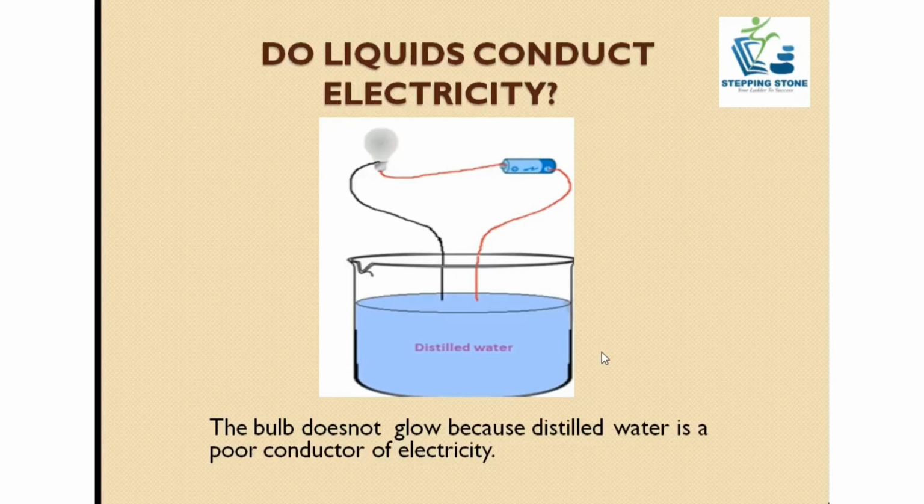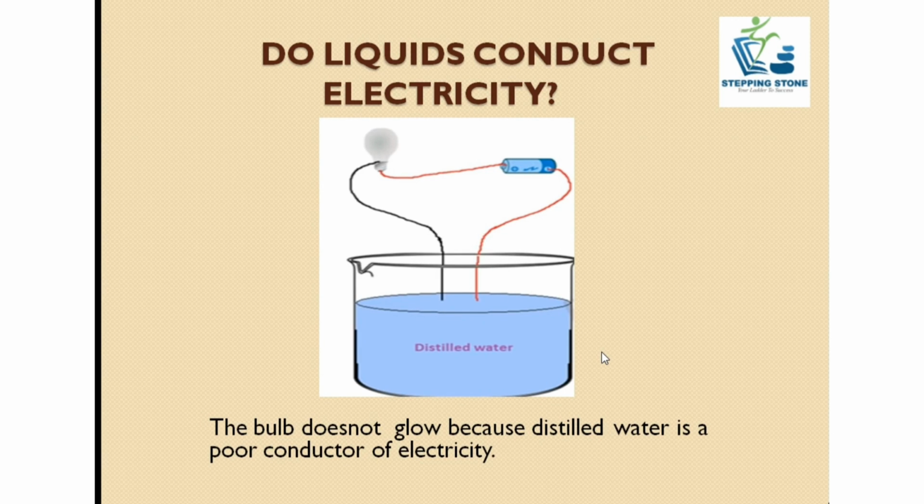So in the second setup, we will take distilled water. Here we will see that the bulb doesn't glow. So this shows that distilled water does not conduct electricity. In other words, distilled water is not a conducting liquid, or we can say that it is a poor conductor of electricity, whereas in the first case the bulb was glowing, right? So this means that the salt solution that we used was a good conductor of electricity.